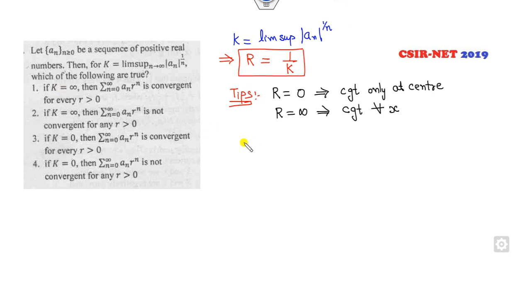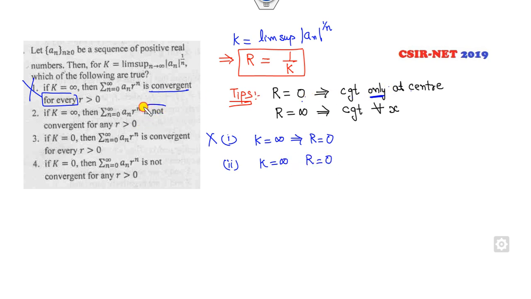Now look at that. First option, k is infinity. What is the meaning of that? R is 0. Then it is convergent only at the center. The option says it is convergent for every x. That's wrong, because it is convergent only at the center. So the first option is cancelled out. Second one, if k is infinity, it means r is 0. R is 0 means not convergent for any x other than the center. That's true. It is only at the center, that's why it's a correct option.